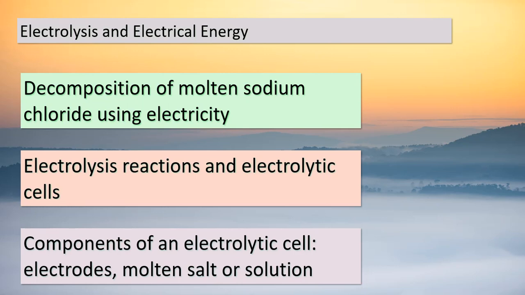These cells consist of two electrodes submerged in either molten salt or a solution. A battery or another electrical energy source acts like an electron pump, pushing electrons into one electrode and pulling them from the other. Just like in our previous discussions about voltaic cells, the electrode where reduction occurs is termed the cathode, while the electrode where oxidation happens is called the anode.